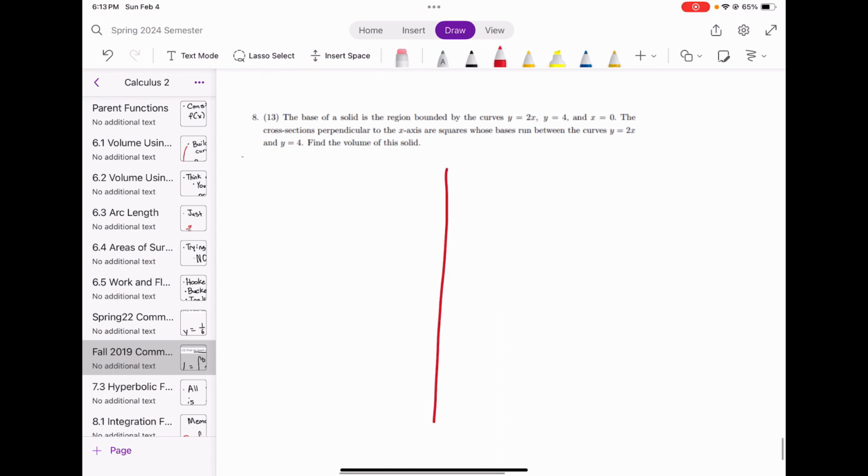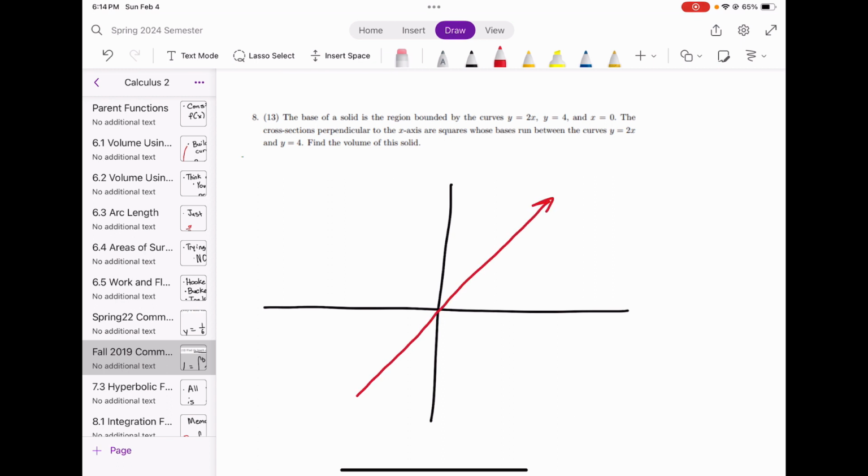So let's do a little diagram. Give me my black. Now let's use the red. We got y is equal to 2x, which is just a line. y is equal to 4, something like that. And x is equal to 0, which is just your y-axis. And you can see there's a little shape that comes up in the middle, which is what we're going to worry about. And this time, we're going to be using the cross-sections formula.